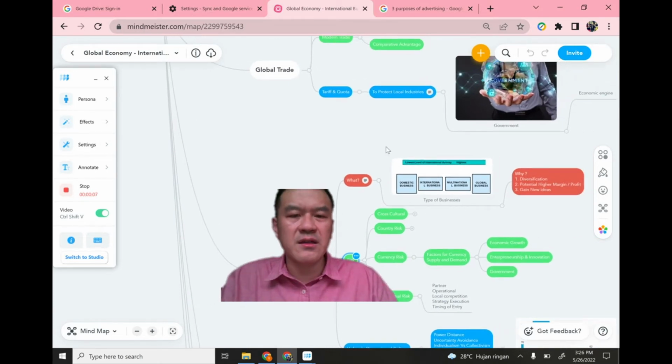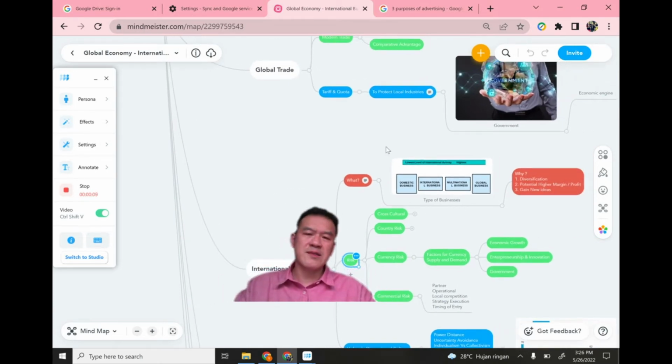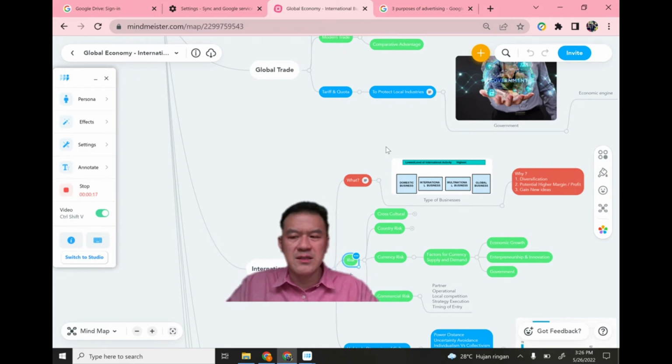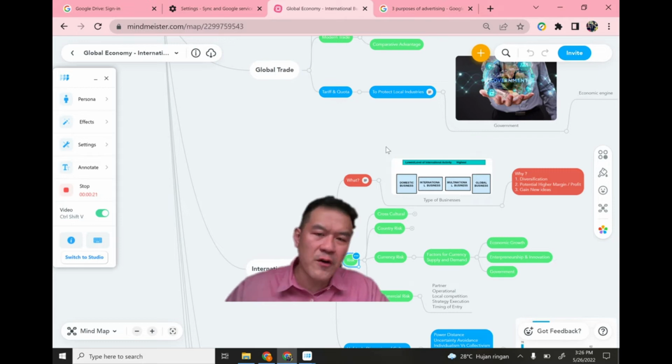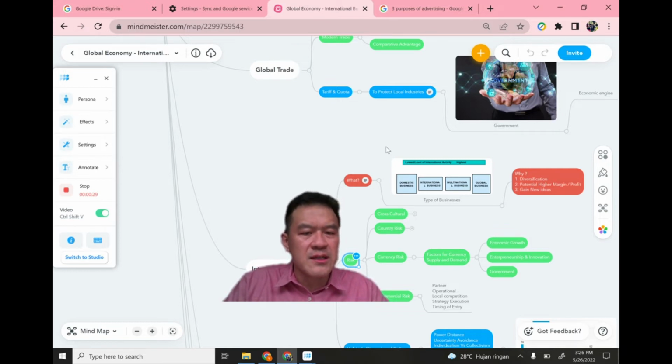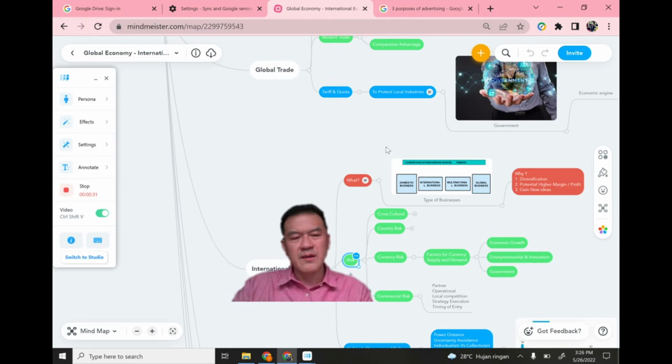So next, what is international business? International business is buying and selling materials in different countries, operating or producing in different countries, borrowing or lending money in different countries. There are four models of international activity or international business: domestic business, international business, multinational business, and global business.